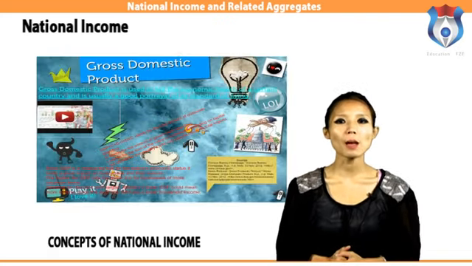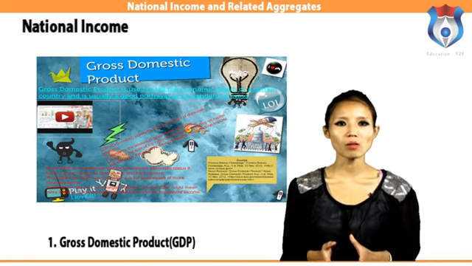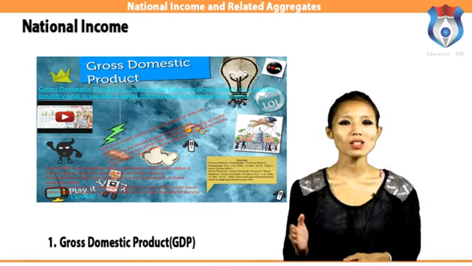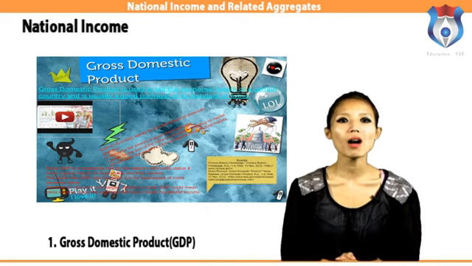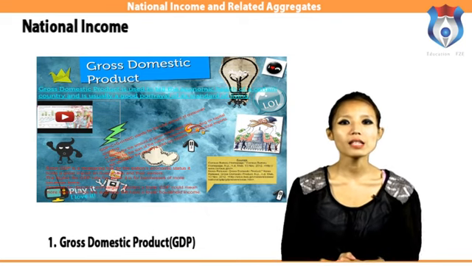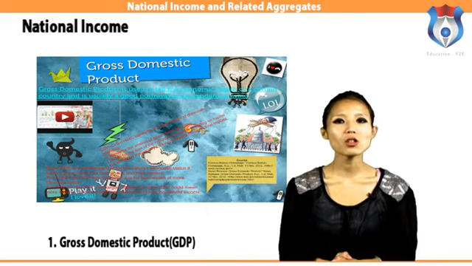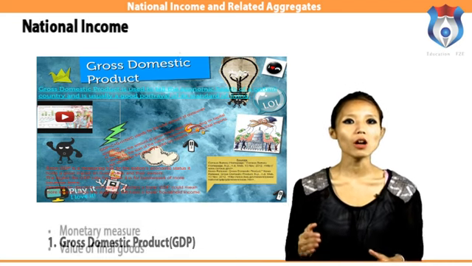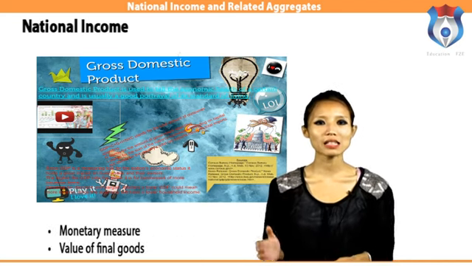The important concepts of national income are gross domestic product, GDP. Gross domestic product, GDP, is the total market value of all final goods and services currently produced within the domestic territory of a country in a year. Four things must be noted regarding this definition.